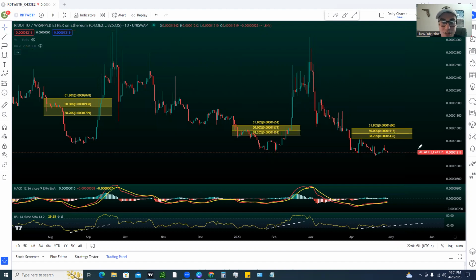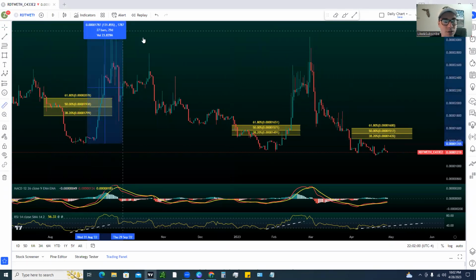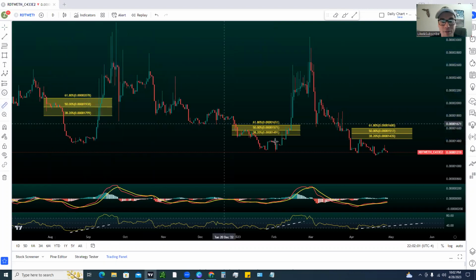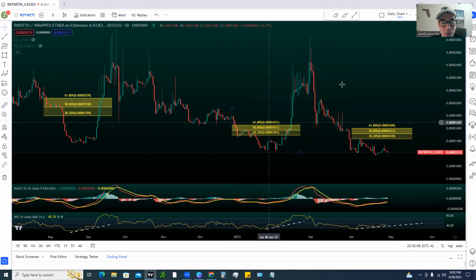And we do have a very similar setup that has led to the last two really big rallies. If we take a look, we see some massive moves here, over 100% in a very short amount of time. And we've seen a couple signals happen that really take us to those levels.